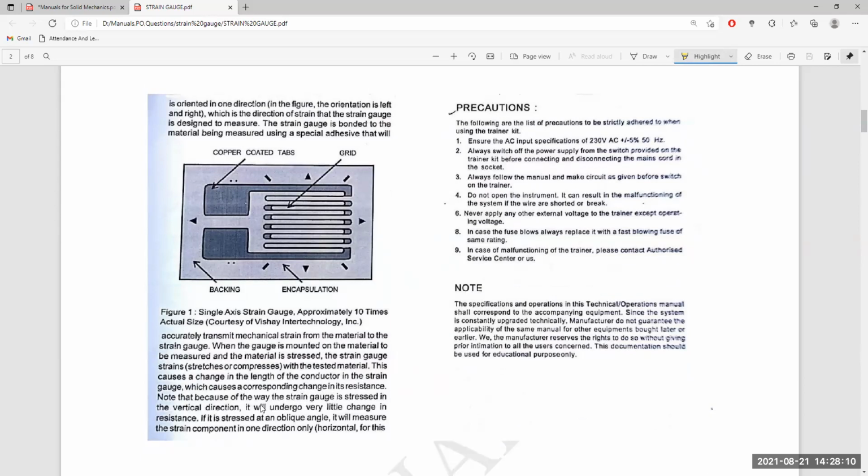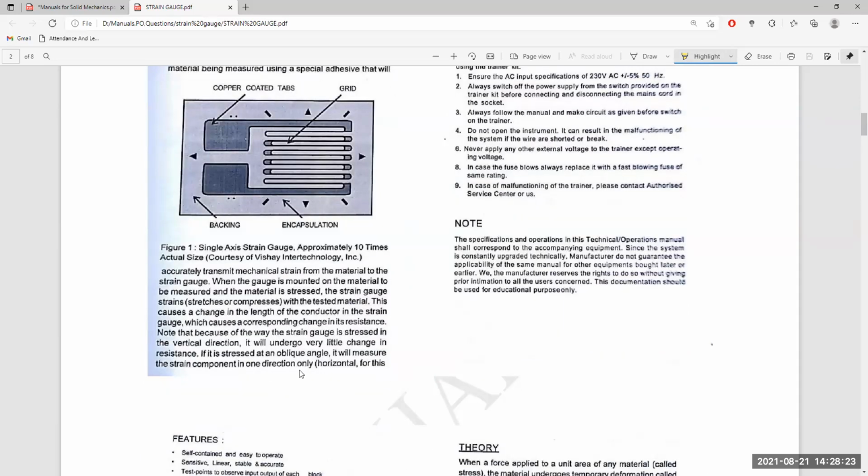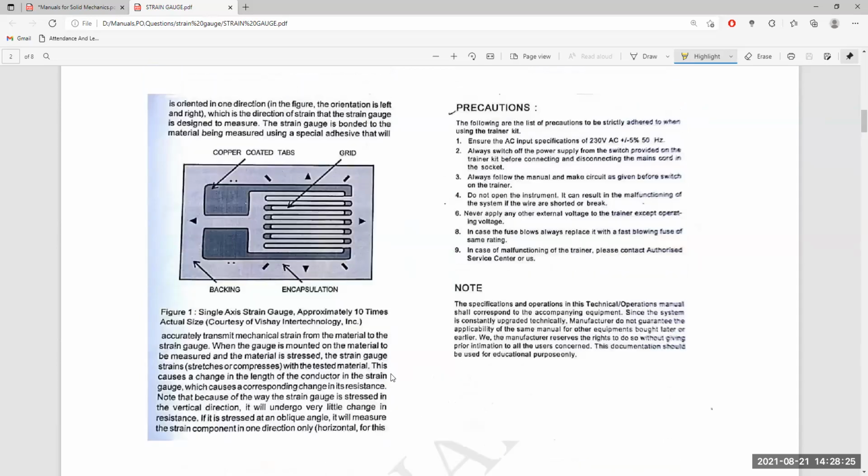Note that because of the way the strain gauge is built, if it is stressed in the vertical direction, it will undergo very little change in resistance. If it is stressed in the oblique direction, it will measure the strain component in one direction only, horizontal for this purpose.